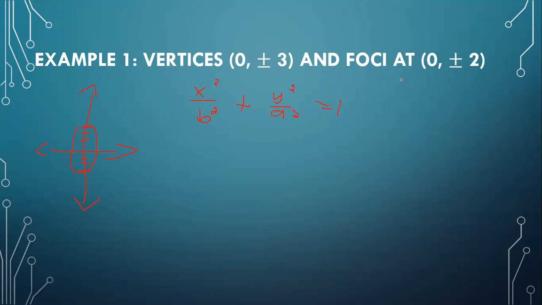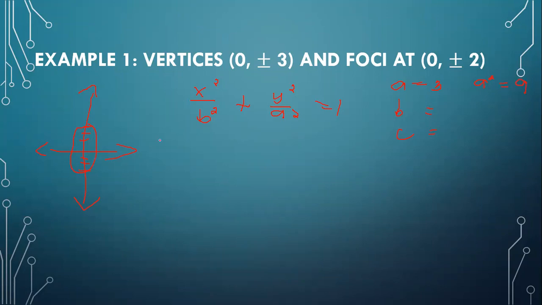To find the value of A, B, and C, we have this one. From vertex 1 to vertex 2: 1, 2, 3, 4, 5, 6. How many steps did we make? 6. Divide by 2, so our A is 3. Then squared, we have 9.